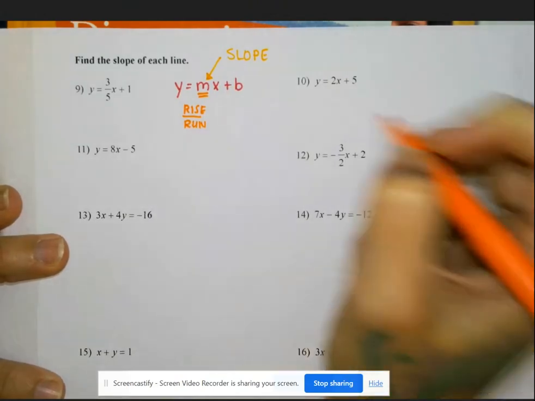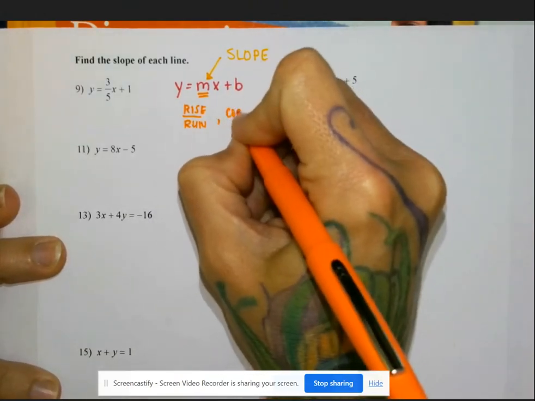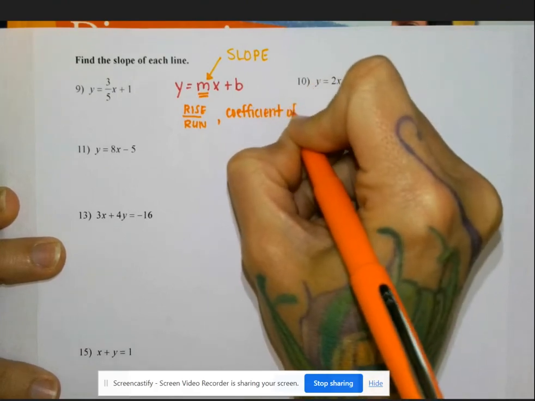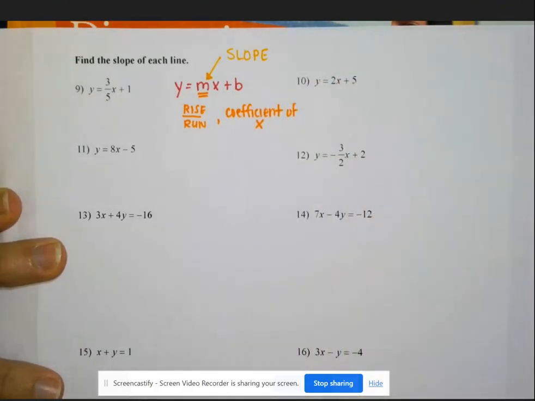The one I like that nobody likes because I think it's just weird is coefficient, and it's not often used. Coefficient of x, but it's used often enough on the EOC that you will forget.